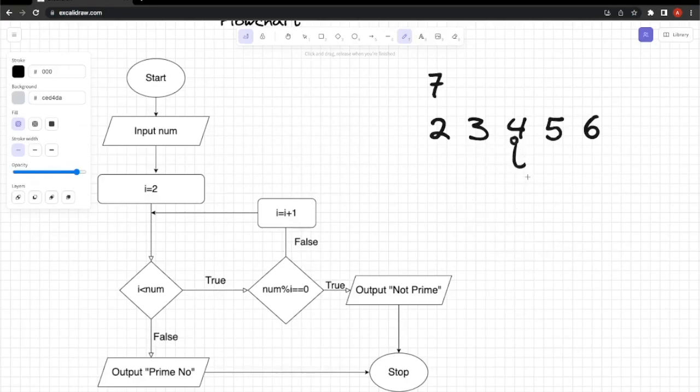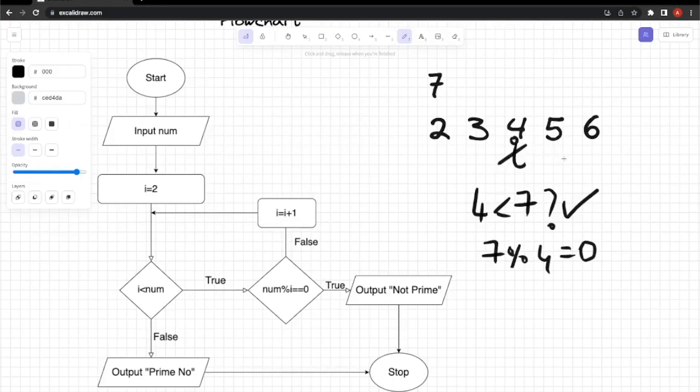Now currently the counter is at 4. Check if 4 is less than 7. Yes, 4 is less than 7. It is true. So now move to the decision block. Is 7 modulo 4 double equal to 0? That means is 7 modulo 4 equal to 0? No, 7 modulo 4 is not equal to 0. When we divide 7 by 4, are we getting the remainder 0? No, we are not getting the remainder 0. Now I is equal to I plus 1. That is I is equal to 4 plus 1. It becomes 5. Now the counter is at 5.